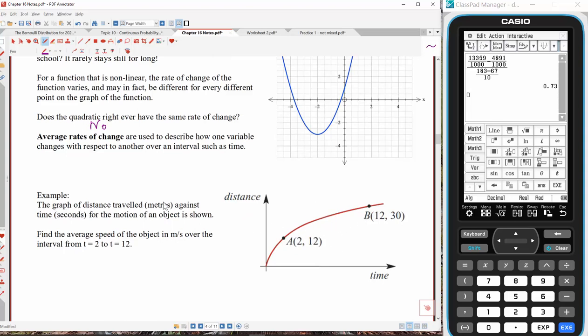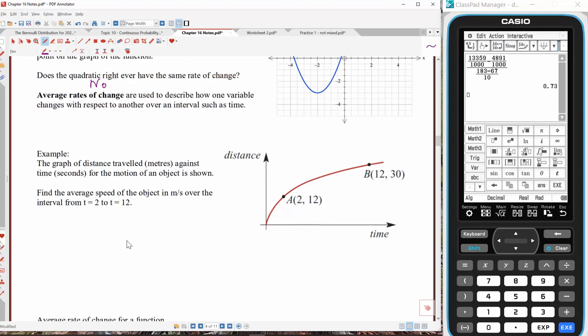So the graph of distance travelled in meters against time in seconds for the motion of an object is shown. The object starts up like this and goes like this. You can see we've got a large positive gradient getting smaller and smaller. So the distance covered relative to time is high early on. It might be like a car driving really quickly and then starting to slow down for the lights up ahead or something. So find the average speed of the object in meters per second over the interval from t equals 2 to t equals 12.